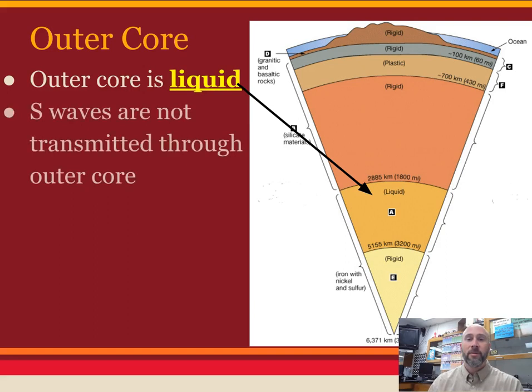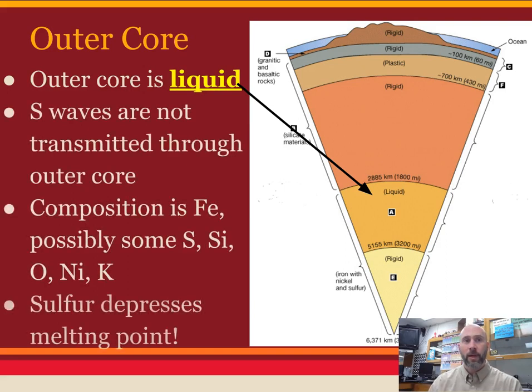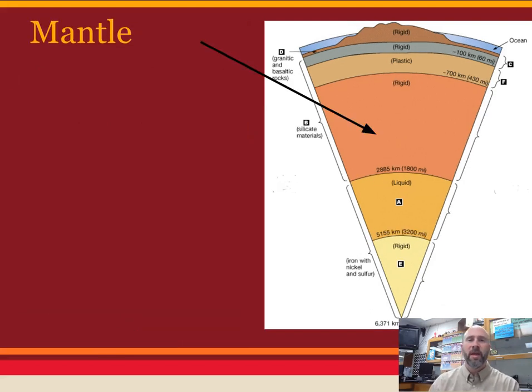Okay, that next layer is the outer core. Now the outer core, like we said, is the one that S waves cannot travel through. So that tells us right there that it's liquid. Okay, so it has to be a liquid material. And the belief is that if there's sulfur present, that actually lowers the melting point, which allows it to be a liquid. Even though it's under tremendous pressure down there, it still is behaving as a liquid.